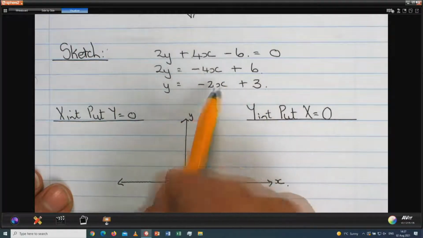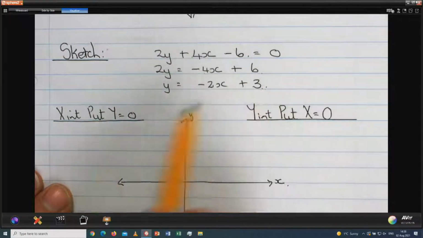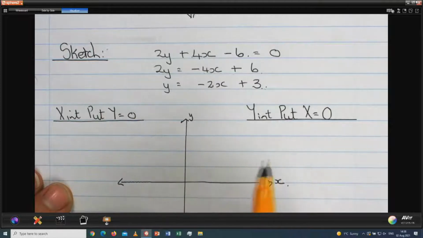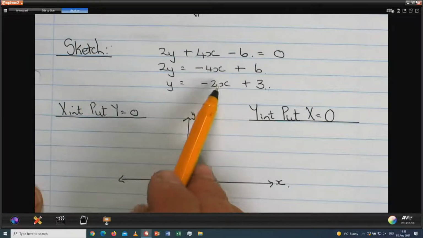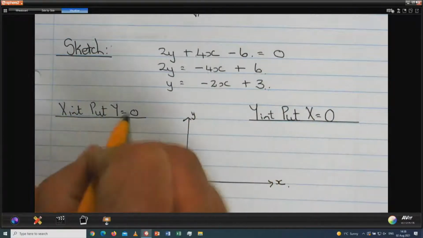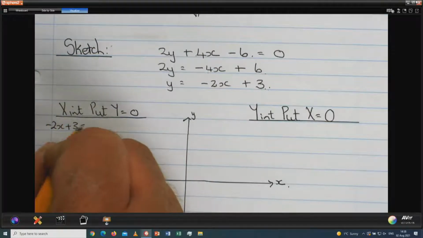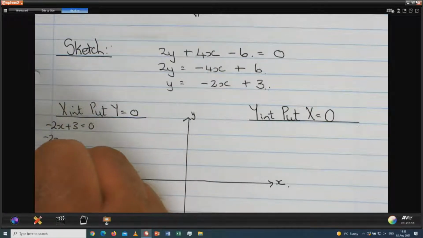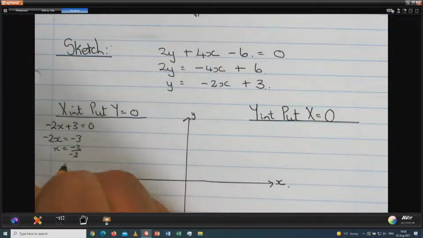Now in this case, if we need to sketch a straight line, if there's m and c, I'm going to use the dual intercept method, which means the x-intercept, you put y equal to 0, and the y-intercept, you put x equal to 0. Now, if I put y equal to 0 in this equation, I get -2x plus 3 is equal to 0. -2x is equal to -3. So x is equal to -3 over -2, which is equal to 3 over 2.